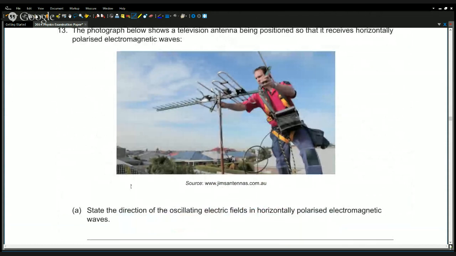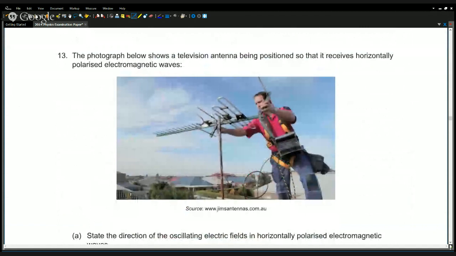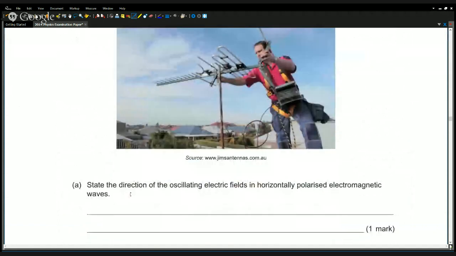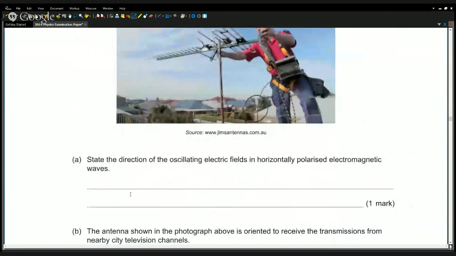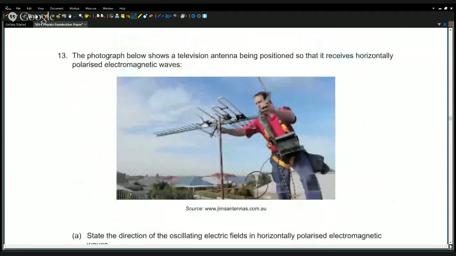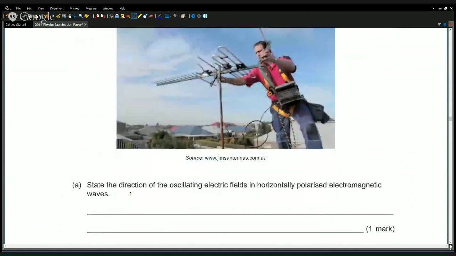Okay, we've got 5 minutes left. So let's see if I just get through question 13. I might leave it there. State the direction. Actually, let's have a look at the start of the question. Sorry, read this out. The photograph below shows a television antenna being positioned so it receives horizontally polarized electromagnetic waves. State the direction of oscillating electric fields in a horizontally polarized wave. Okay, well that's the electric field is also polarized horizontally.